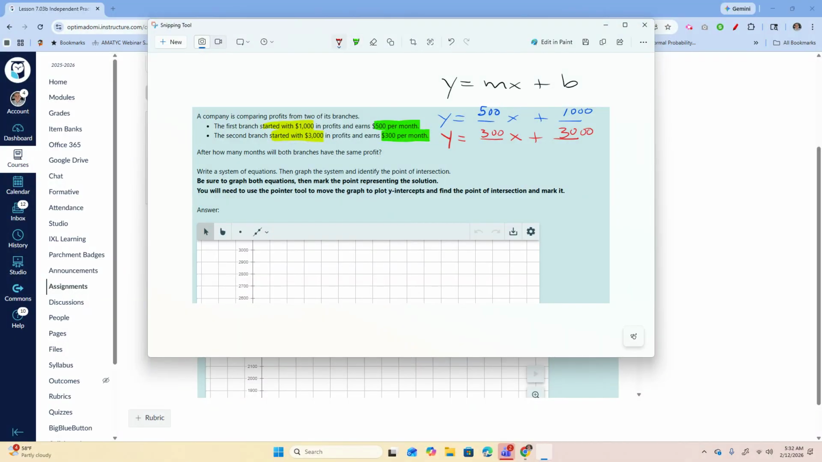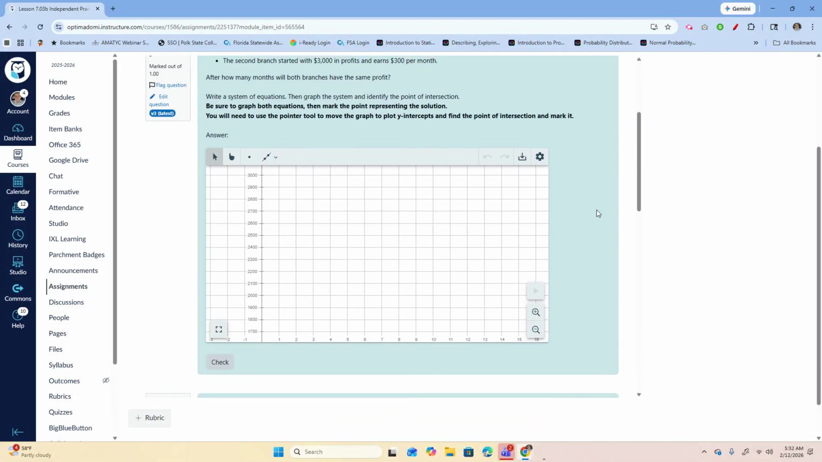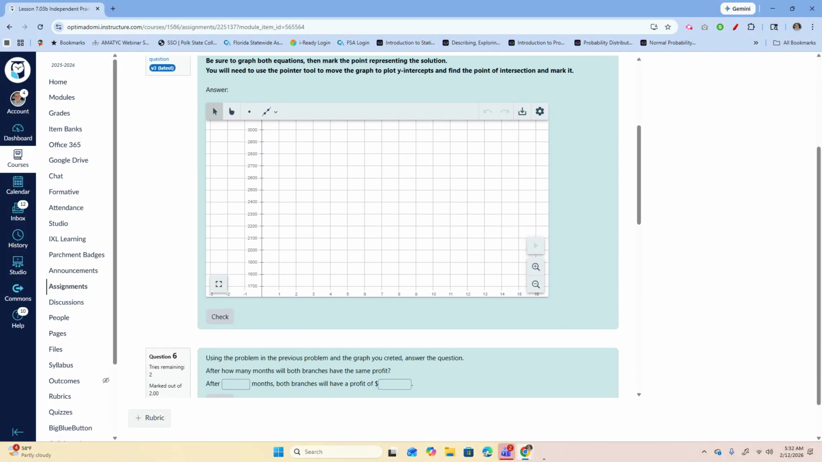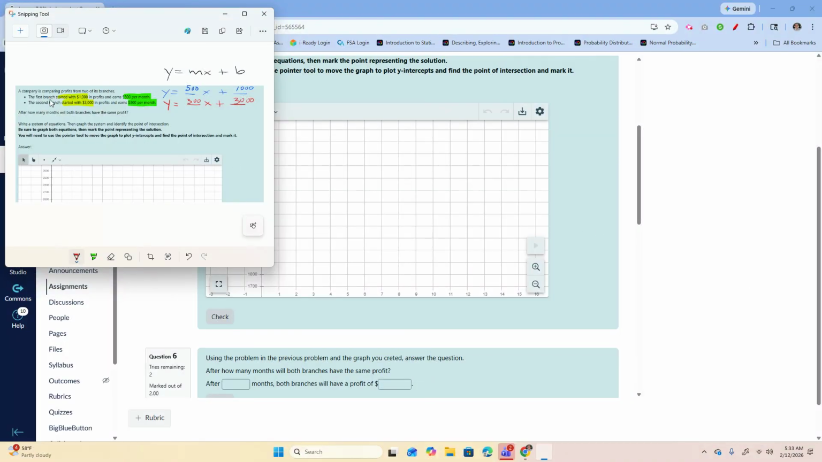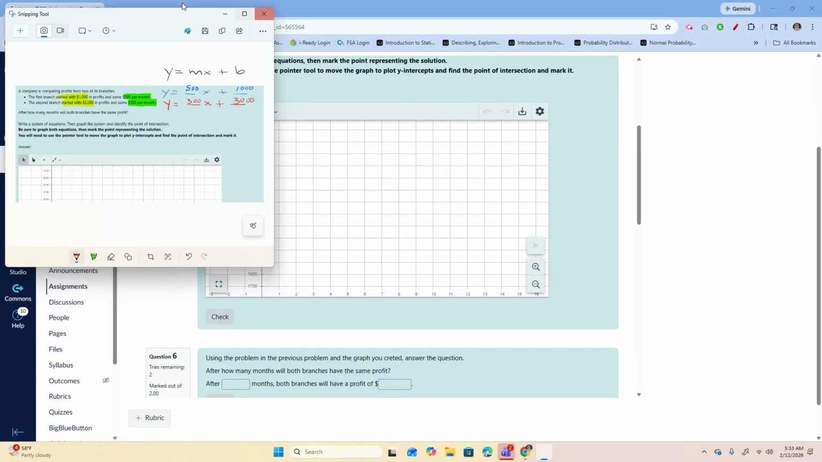And once you have the equations, then it's a matter of putting b on the graph and using m to get the second point. So let me make this a little bit smaller so I can show you what we're gonna do here. So we're gonna do the graph, okay? The first equation, the first branch, okay? And by the way, here, the x is gonna be the months they are making money. And the y is the amount of money, the profit, how much money they're making. I have to say that because you remember I made a mistake in the previous problem.